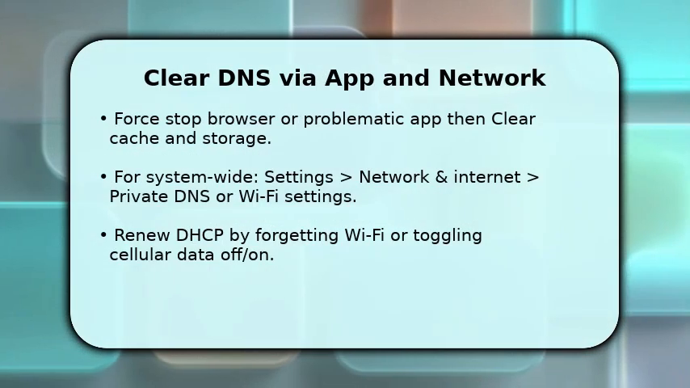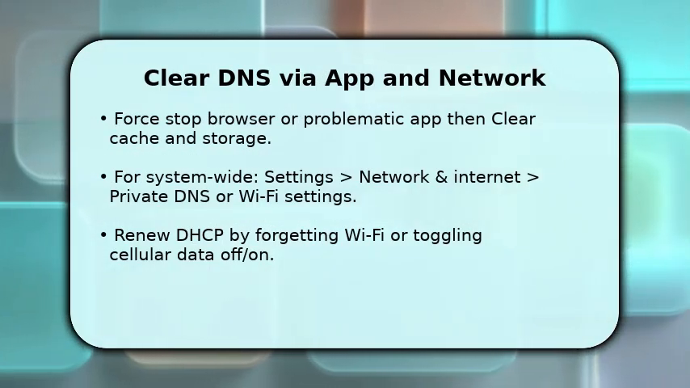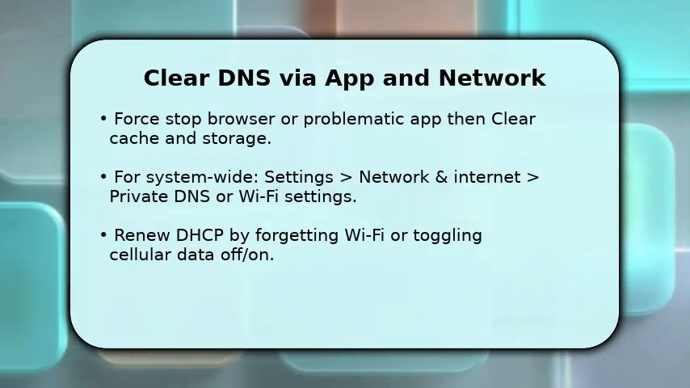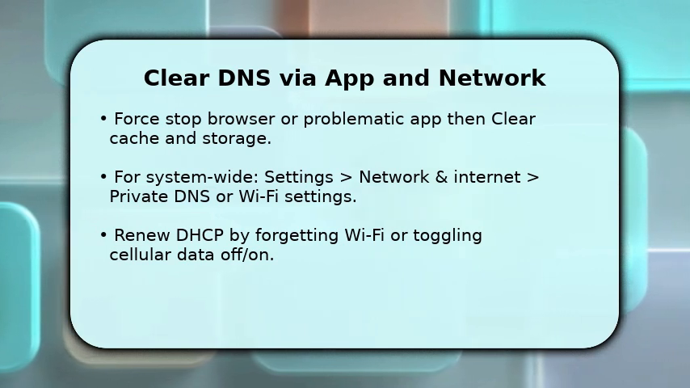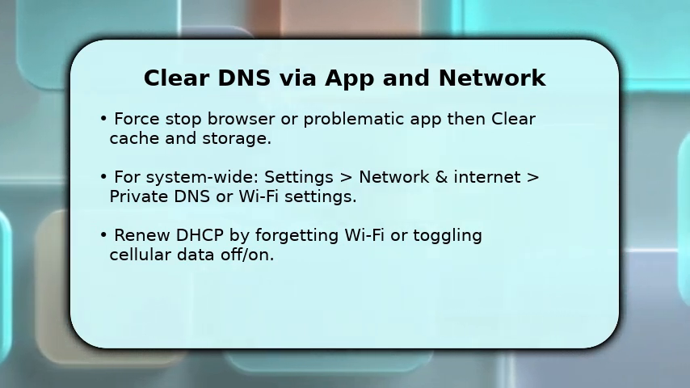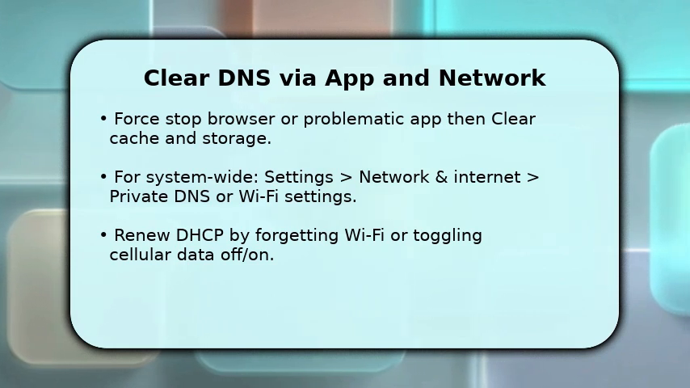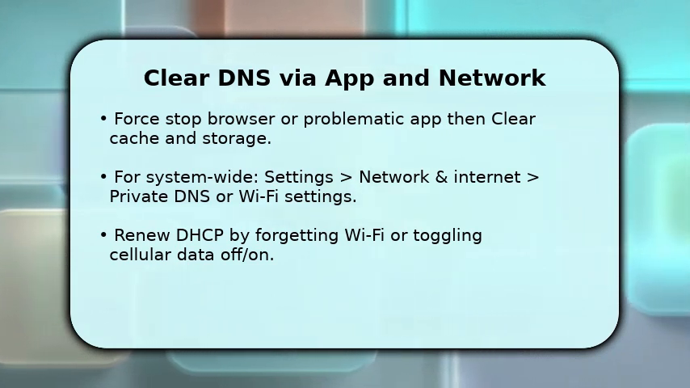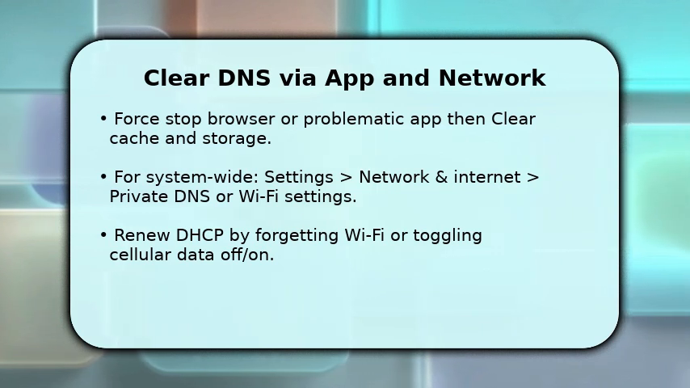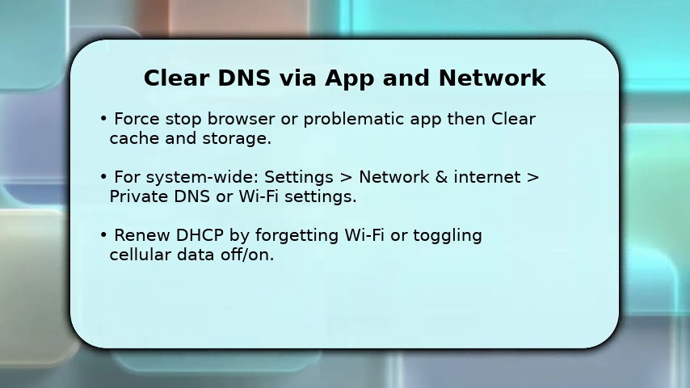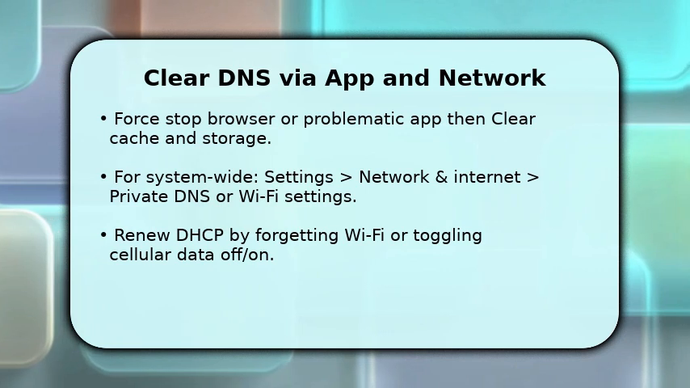You will now clear both app and system caches to remove stale DNS records. First, force stop the browser or app and clear its cache and storage so it queries DNS anew. Then, move to Network and Internet and check private DNS. Set it to automatic or a trusted resolver. Changing it forces a fresh lookup.